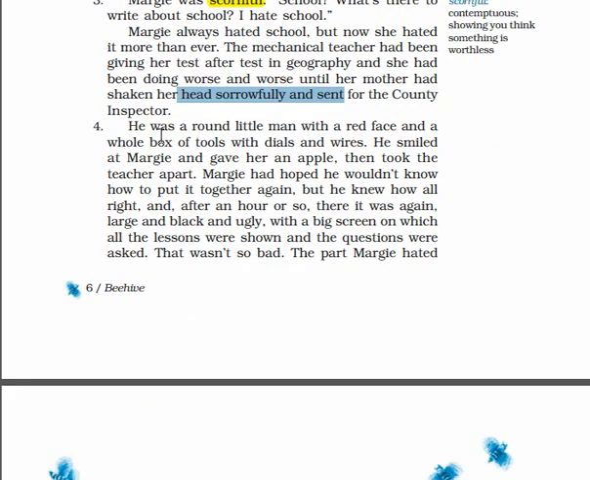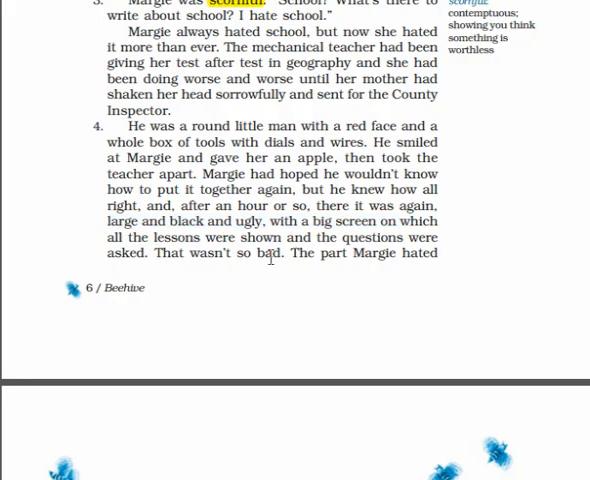Paragraph 4. He was a round little man. It is the description of the county inspector. He was a round little man with a red face and a whole box of tools with dials and wires. He smiled at Margie and gave her an apple, then took the teacher apart. Margie had hoped he wouldn't know how to put it together again, but he knew how all right. And after an hour or so, there it was again, large and black and ugly, with a big screen on which all the lessons were shown and the questions were asked.